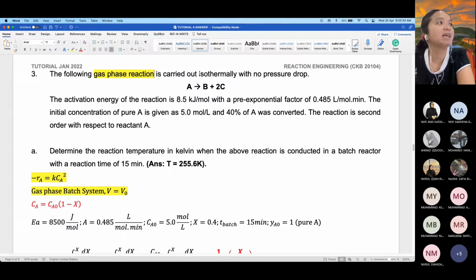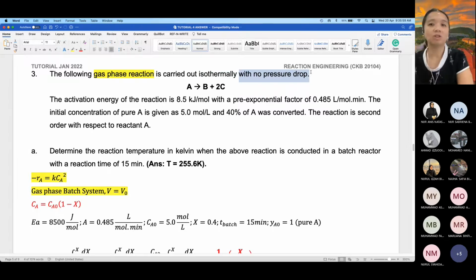So isothermally means that until now in chapter 4 we are learning to design reactors in which there are no temperature changes, meaning during the reaction the inlet and outlet temperature is the same. Later when we go to chapter 6, you can see the equations become different when we have temperature change. And then no pressure drop. Okay, pun tak ada pressure drop.